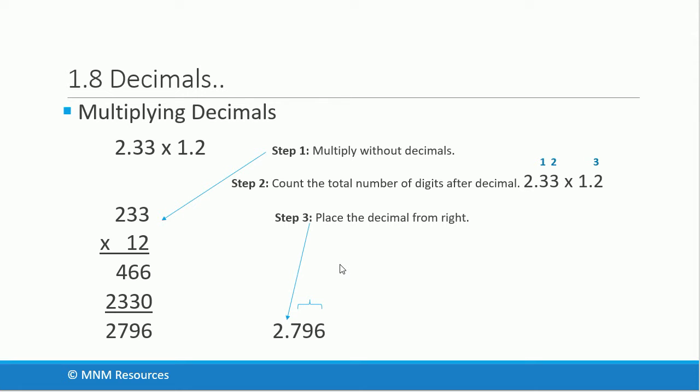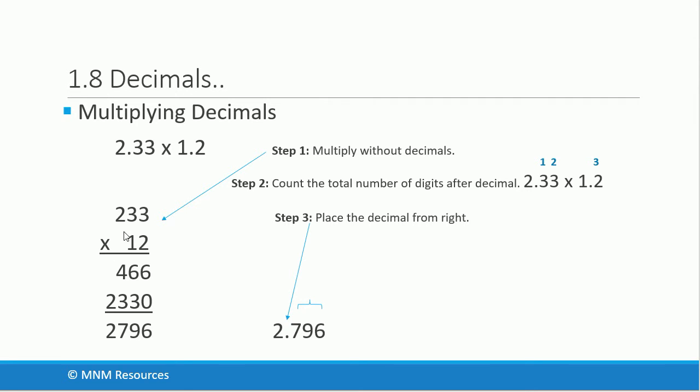Now let's look at multiplying decimals. When you're multiplying decimals, it's easy if you follow these 3 steps. So in this example, you've been asked to multiply 2.33 times 1.2. How do you do that? The first step is to multiply without decimals. So let's pretend that there aren't any decimals in this question. So you're actually multiplying 233 by 12.